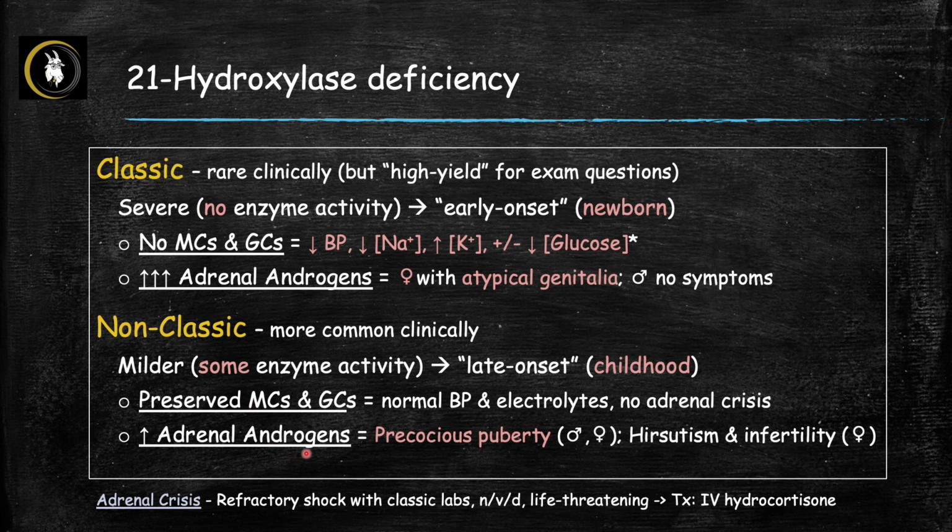Therefore, there's not going to be any newborn masculinization, but this is going to really present later on in childhood as precocious puberty in both males and females due to the higher level of androgens. And then finally, females are going to be at risk for hirsutism and infertility, again, due to the higher level of circulating androgens.